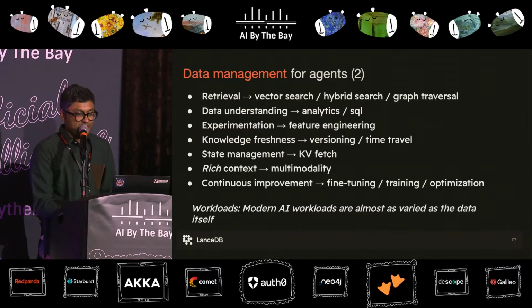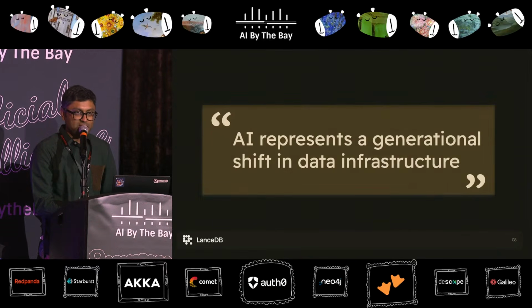So the point here is that in modern AI workloads, just like the data itself, the variety is quite huge. Many of these are online workloads like search. Others are batch workloads like analytics. But all of these have to be made available at runtime to these agents. So it's fair to say that the arrival of AI represents a generational shift at how we think about data infrastructure.